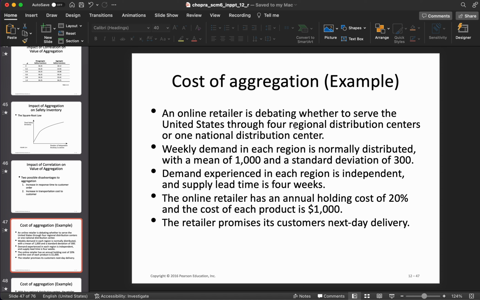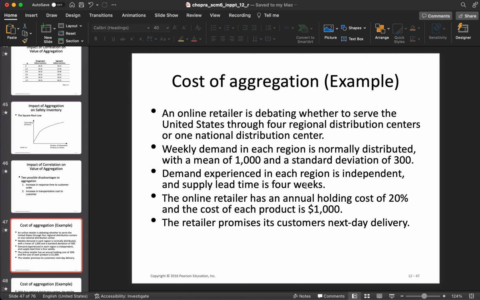Now, weekly demand in each of those 4 regions is normally distributed with a mean of 1,000 and a standard deviation of 300. So there are 4 regions with average demand of 1,000 each and a standard deviation of 300. Now, the demand experienced in each region is independent. So correlation is 0. There's no correlation here, right?